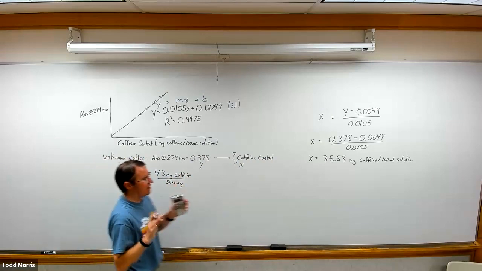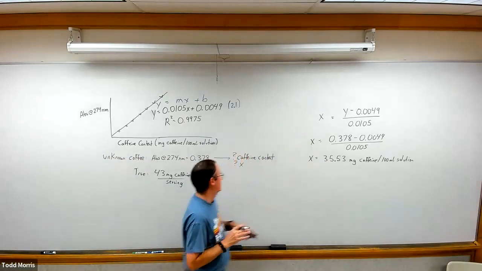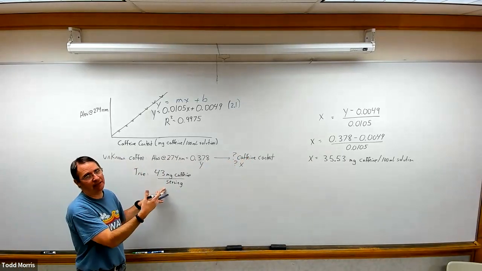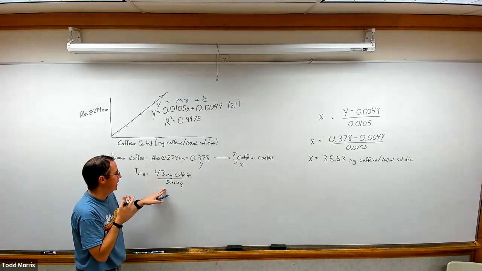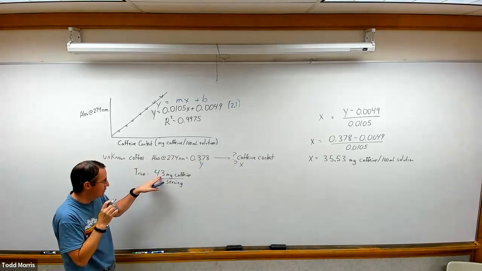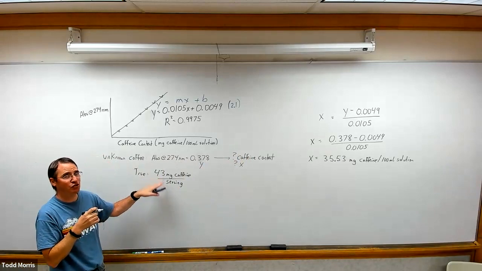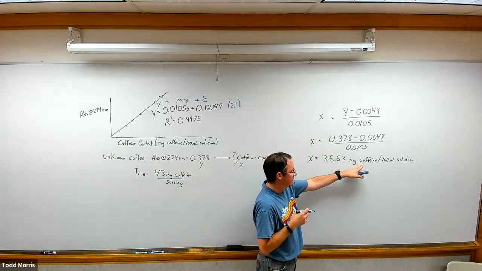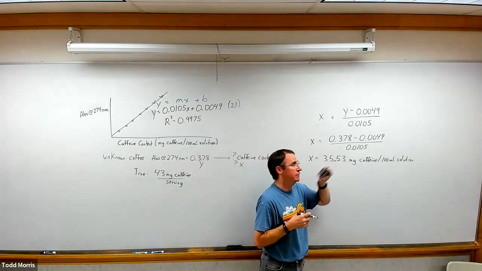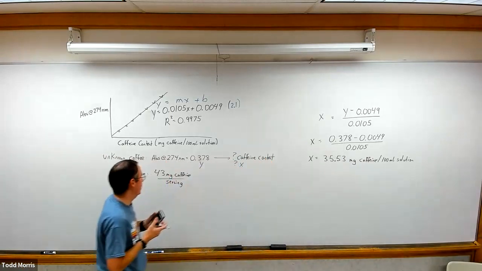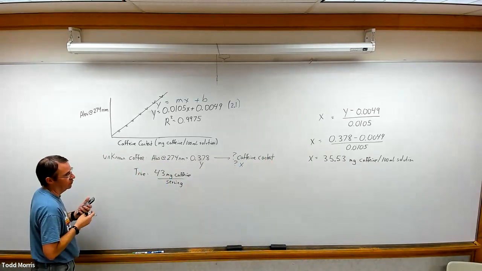So if I want to compare my value that I found to the true value, I have to make sure I'm comparing apples and apples. It has to be a fair comparison. And at this point, it's not quite a fair comparison, because the true value has units of milligrams caffeine per serving, and my experimental value has units of milligrams caffeine per 100 milliliters of solution. That may or may not be a fair comparison. We don't know yet quite what a serving is.